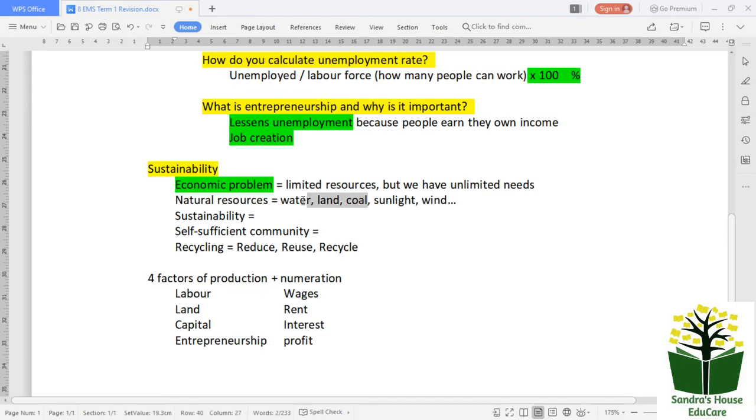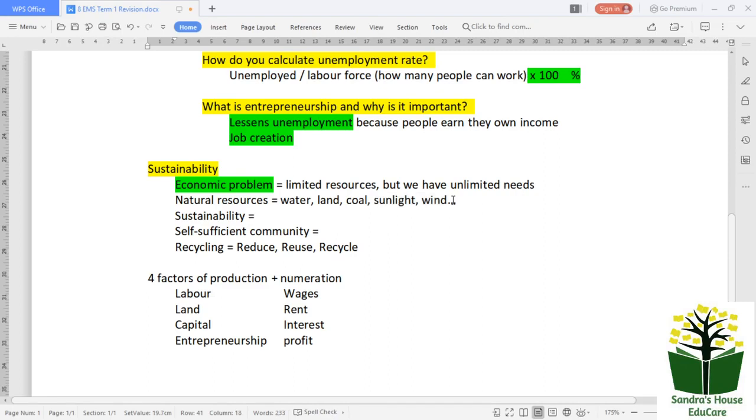There's a limited amount of land available. There's a limited amount of coal and water, and so many other resources are very limited. So to solve the economic problem, we have to start looking at unlimited resources like sunlight and wind that can power our needs.